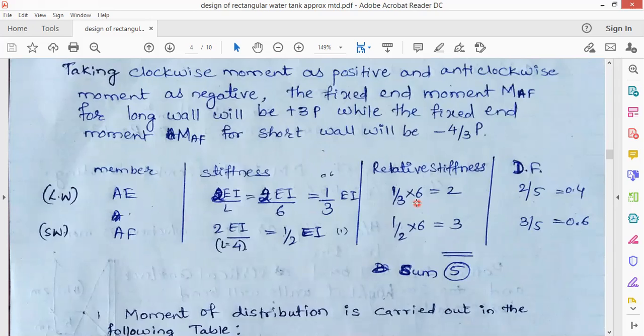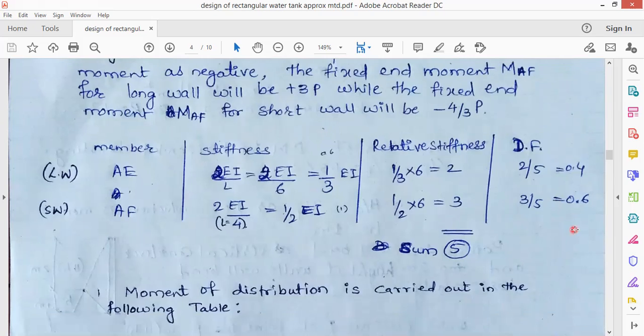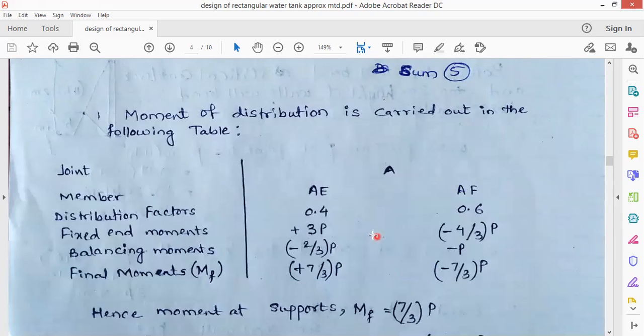So relative stiffness is 2 here for the long wall, and for the short wall it is 1 by 2 into 6, which is 3. So the distribution factor will be calculated here. It is the relative stiffness divided by the summation of the relative stiffness, that is 2 plus 3, which is 5. So 2 divided by 5 is 0.4, and 3 divided by 5 is 0.6. I will rewrite the table here to calculate the final moments MF.